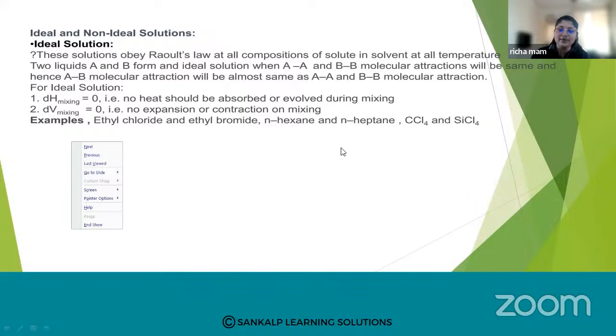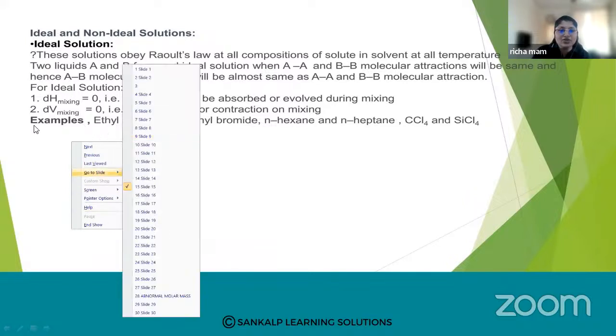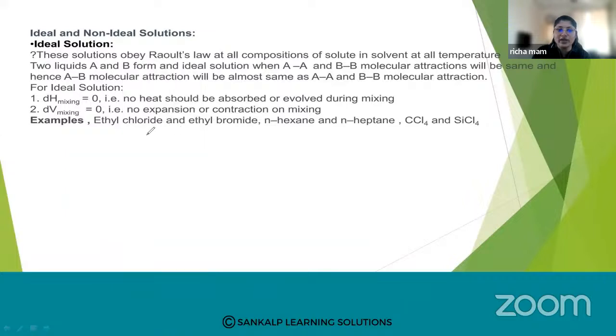So what are the examples? Some examples of ideal solutions, and you have to remember this, it is asked during exams: n-hexane and n-heptane, then benzene and toluene. Now one more thing, what is the criteria for the solutions to be ideal?